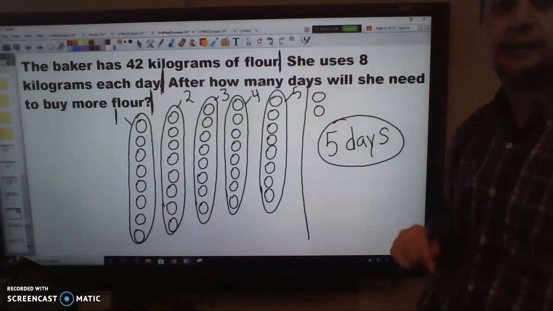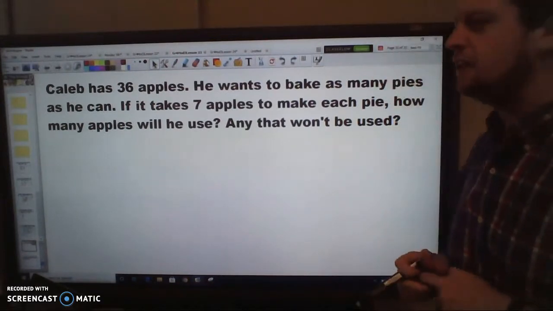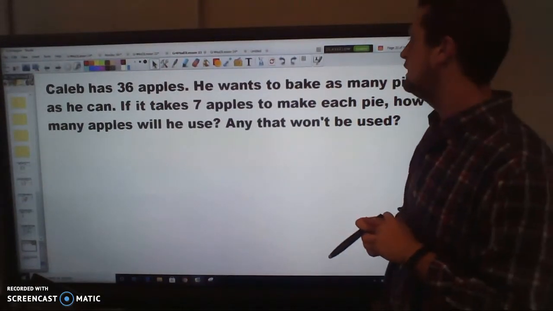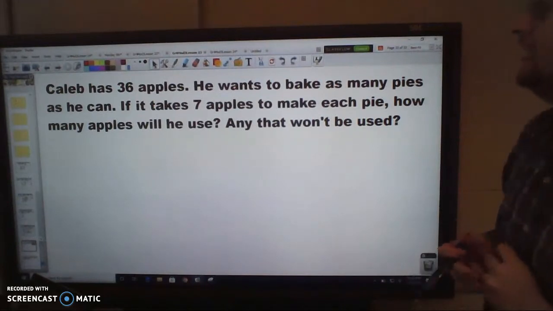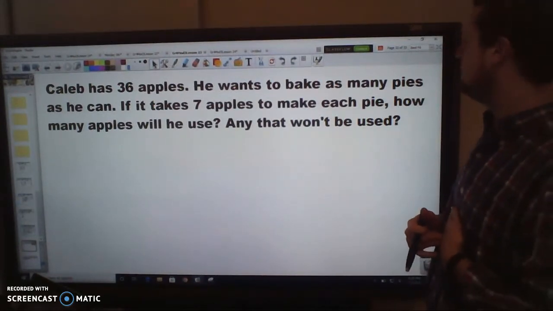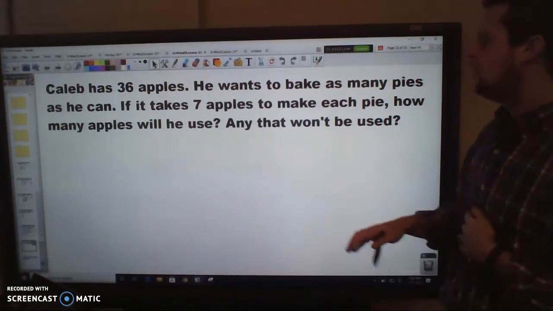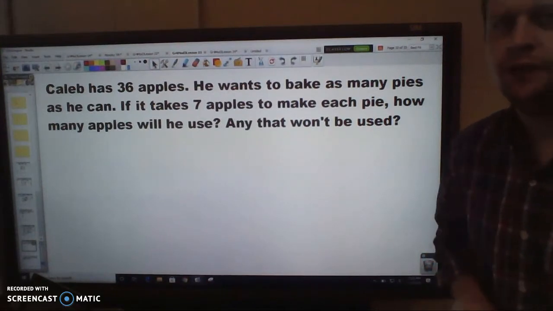Okay, let's take a look at our next problem. All right, here is our next one. Caleb has 36 apples. He wants to bake as many pies as he can. If it takes 7 apples to make each pie, how many apples will he use? Are there any that won't be used?